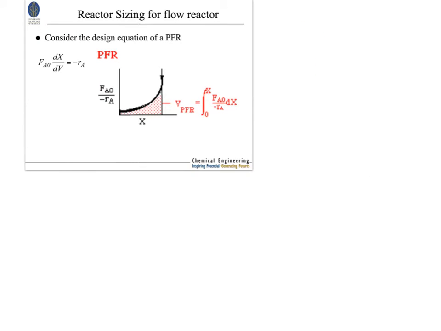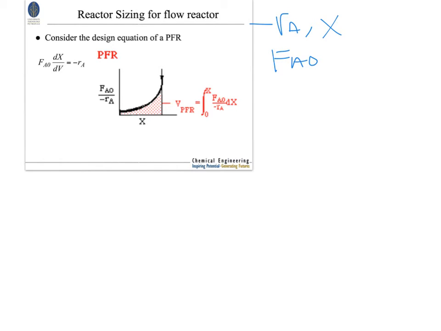Okay, so we finish on the CSTR. Now we move into the PFR. From the data given to you, you have the minus RA and the conversion, and also given to you is the FA naught.